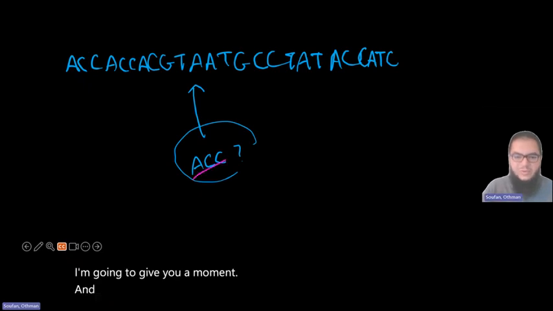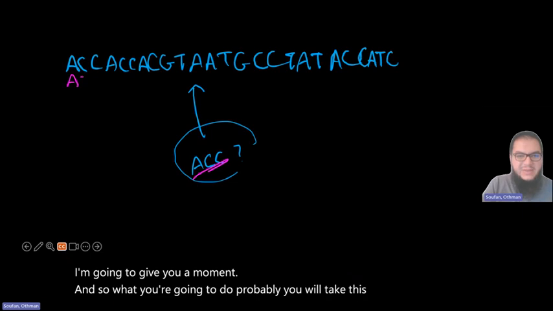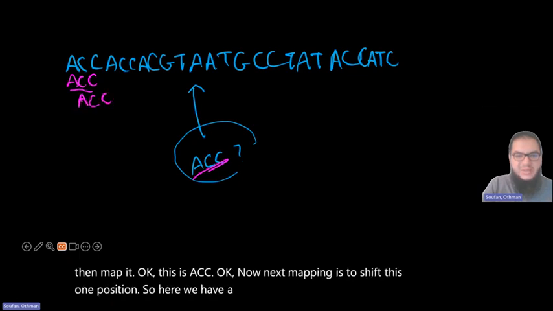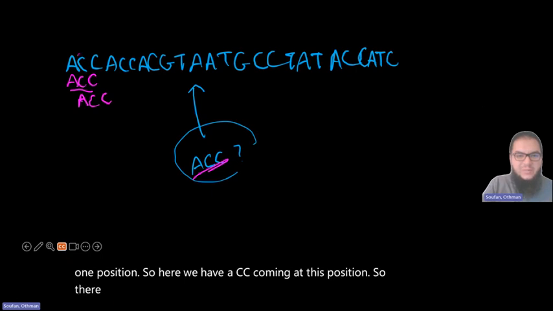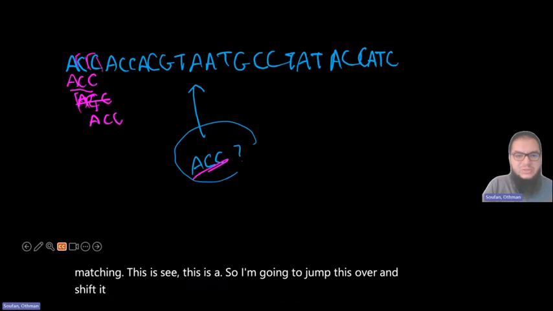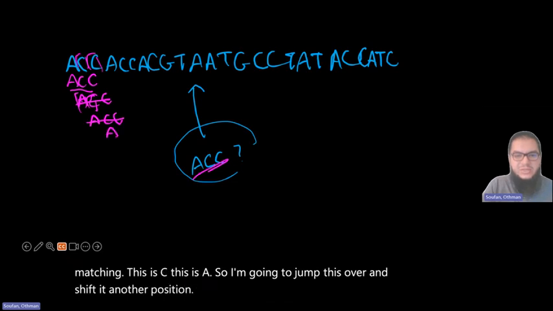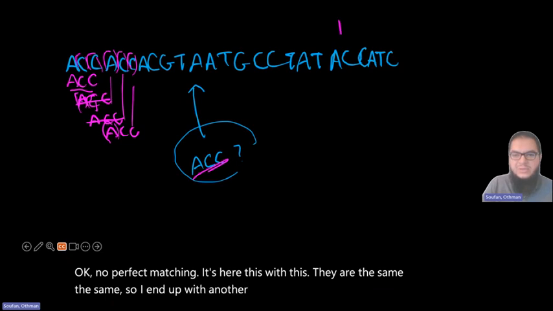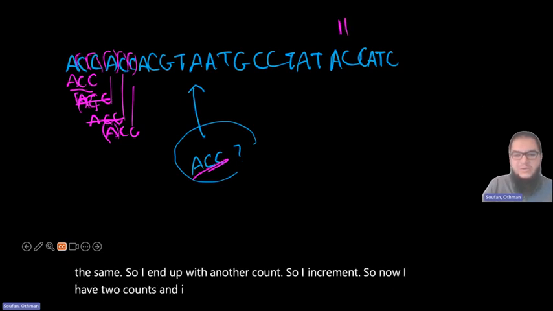So what you're going to do, probably, is take this and then map it. This is ACC. Now, the next mapping is to shift this one position. So here we have ACC coming at this position. If I compare this to this, there is no perfect match. This is C, this is A. So I'm going to jump this over and shift it another position. No perfect match. It's here. This with this, they are the same, so I end up with another count. So I increment, and now I have 2 counts, and I keep going. This might be an easy text to find, so I keep going.